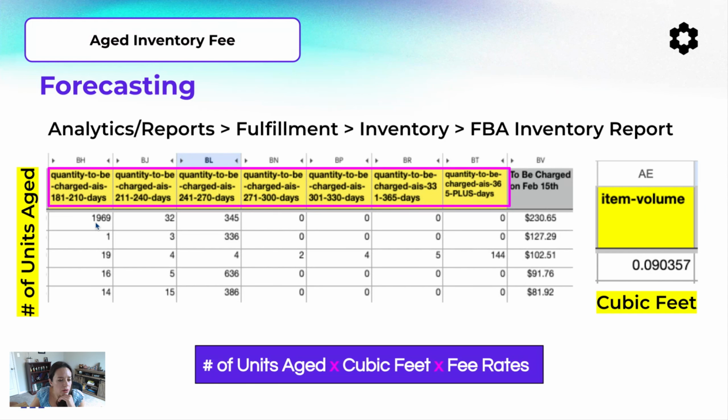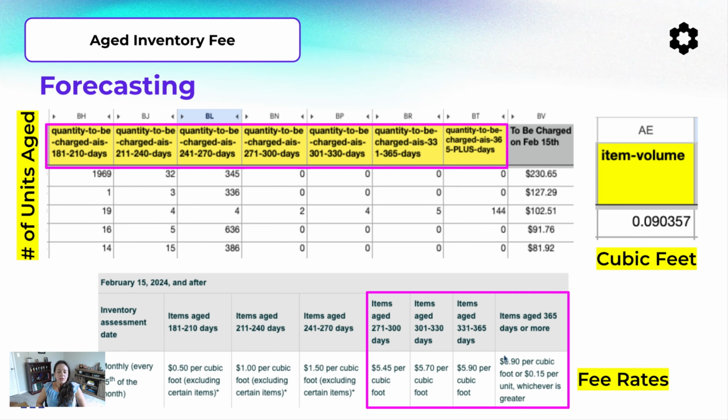And then once you know the units, you also look at what's called the item volume, which is how many cubic feet a single unit of that ASIN is. What size is it? Because Amazon looks at your number of units, looks at your cubic feet, and then applies a specific fee rate. And that's how you come up with how much you're going to be charged this month for those particular fees.